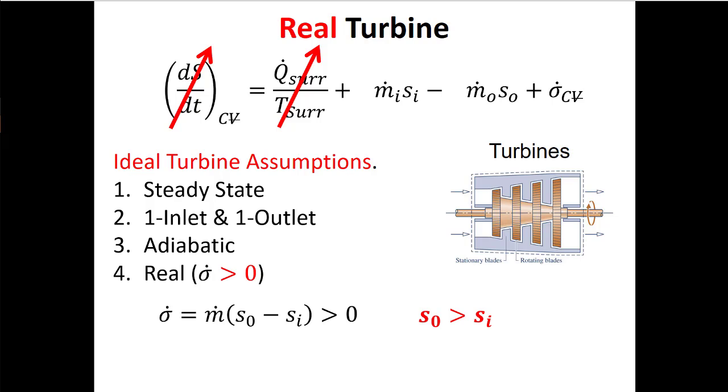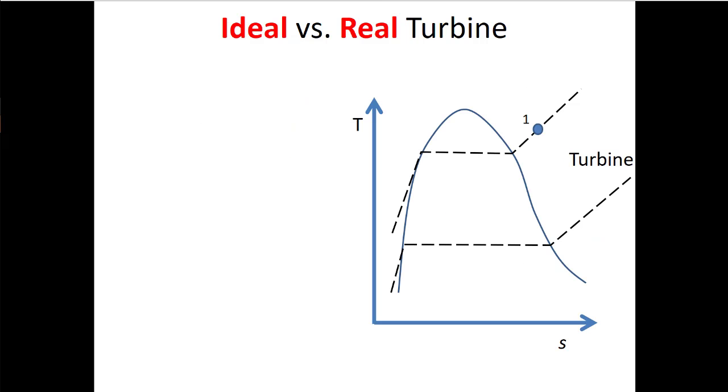So here, I know that the specific entropy at the outlet of the turbine must be bigger than the specific entropy at the inlet of the turbine if I've made all these assumptions. So now, if I'm drawing this on a TS diagram, what this means is that my ideal turbine has S out the same as S in, so we have this vertical line down. Now, this ideal turbine, we're going to call isentropic. Isentropic means the entropy across the turbine does not change.